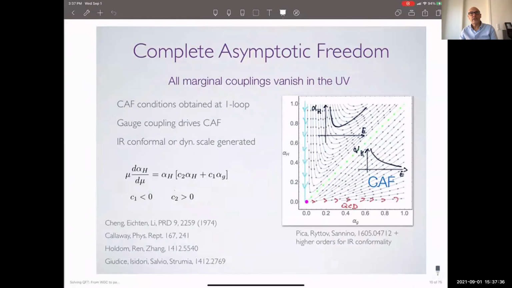You can generalize the idea of asymptotic freedom to theories with scalars. For example, in gauge-Yukawa theories, you can have that the same gauge-Yukawa theory can, at the same time, be either completely asymptotically free or actually have a Landau pole in the Yukawa coupling. The green line here separates these two phases.